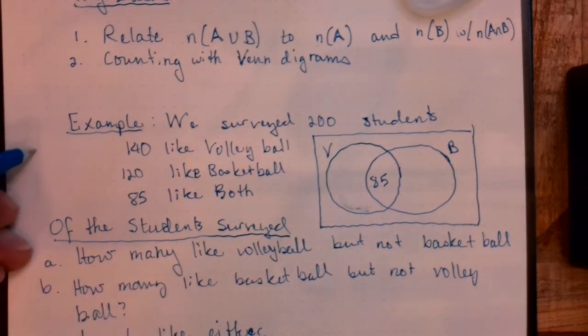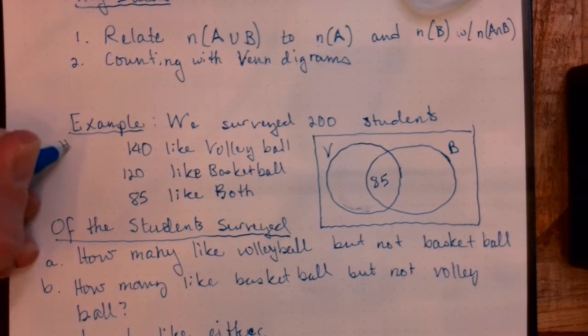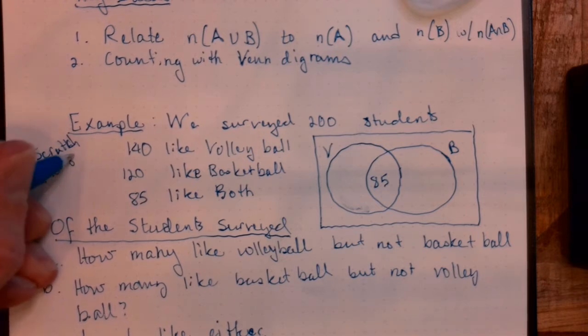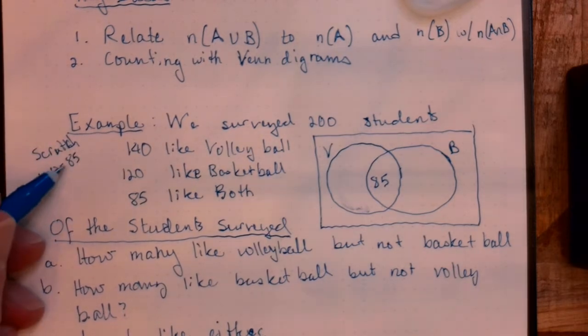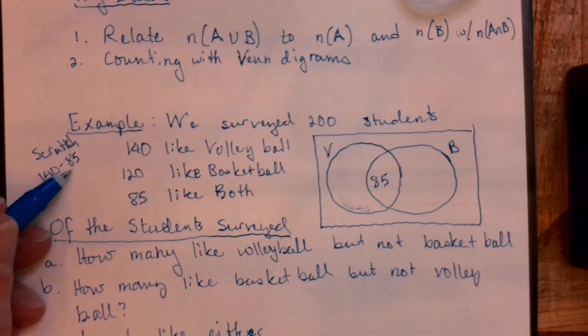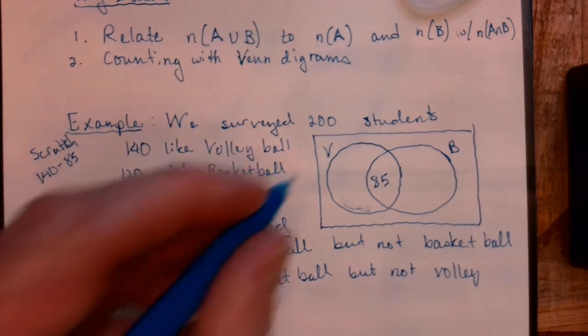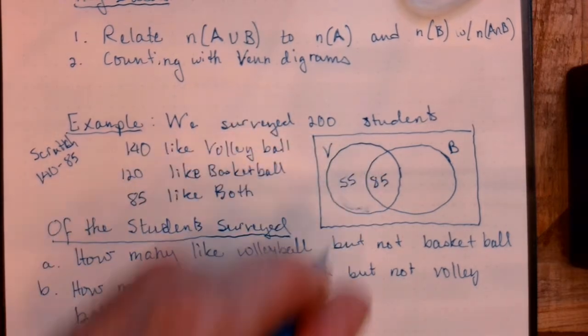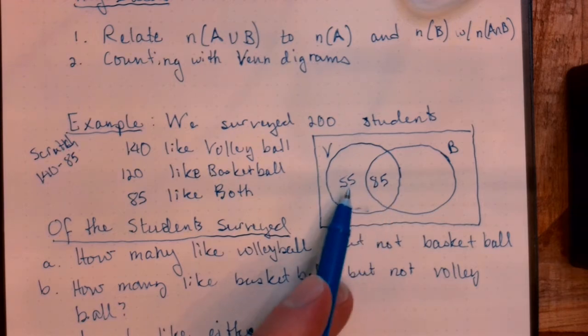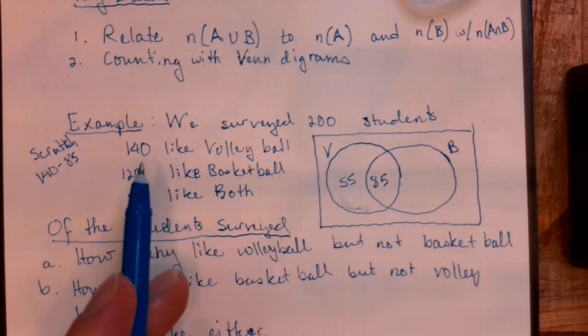Okay, so let me do a little scratch work here. If I do 140 minus 85, well, 140 minus 80 would be 60, and then take away 5 more, so that'd be 55. Okay, so 55 students right there. So the total of these two numbers has to add up to 140.